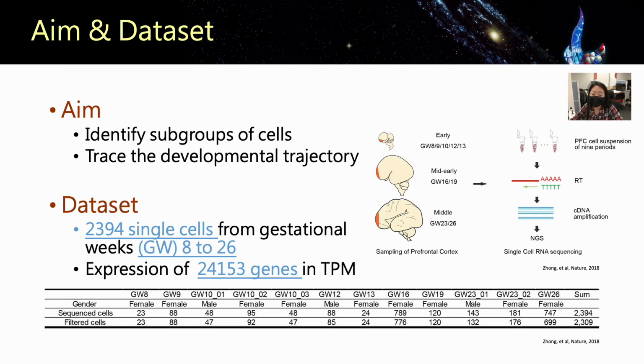In this project, we aim to identify subgroups of cells of the human PFC and to trace the developmental trajectory using single-cell sequencing data. To achieve this, we utilized a published dataset containing 2,394 single cells from gestational weeks 8 to 26, as you can see in the figure. The number of cells for each developmental stage is summarized in the table. The expression data matrix integrates 24,153 genes for each cell in TPM.